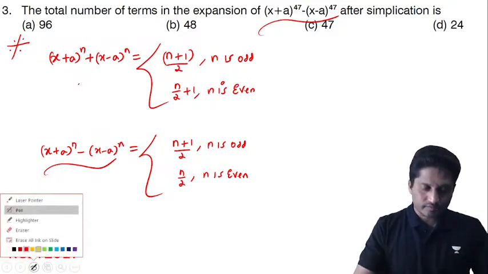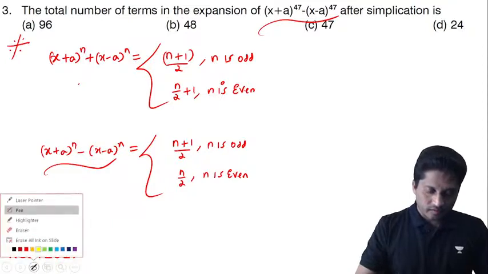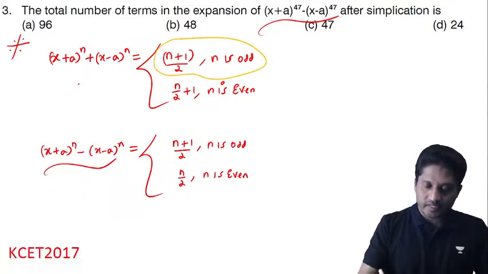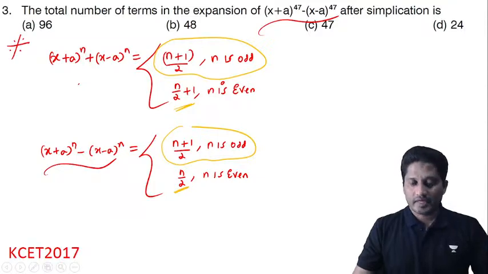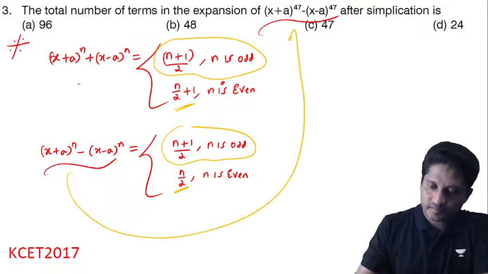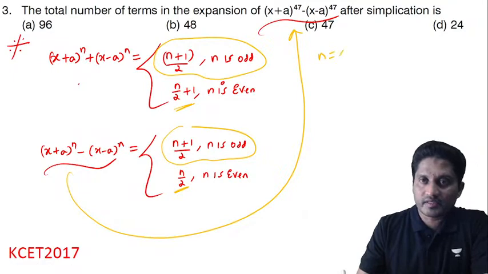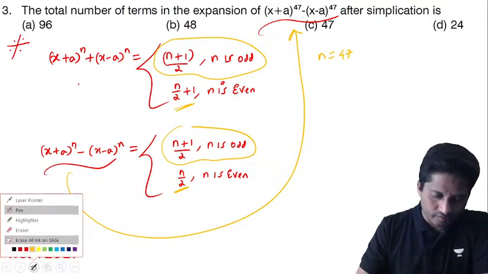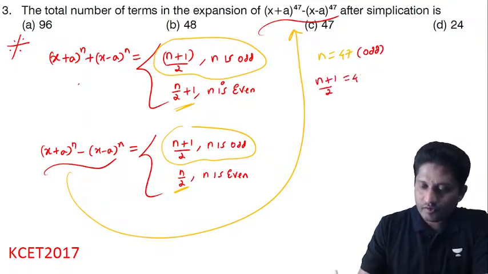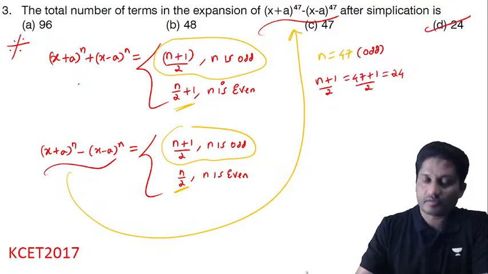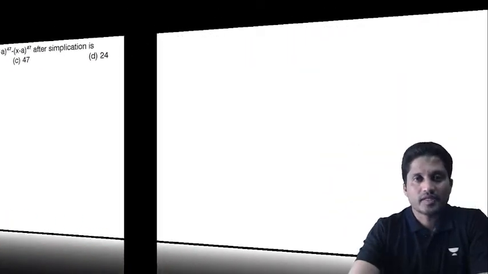If n is odd, then it is n plus 1 by 2 in both cases. If it is even, here it is n by 2 plus 1, here it is only n by 2. Now this is the same. So n is equal to 47, so obviously odd. The number of terms will be equal to n plus 1 by 2, that is 47 plus 1 whole divided by 2, which is equal to 24. The answer is option D. Let's move to the next question.